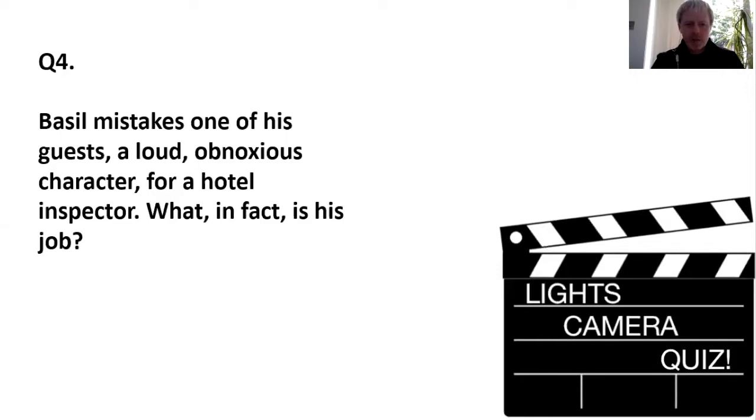Question 4. Basil mistakes one of his guests, a loud, obnoxious character, for a hotel inspector. What, in fact, is his job? He's not a hotel inspector. He's a loud, obnoxious character. What does he do?